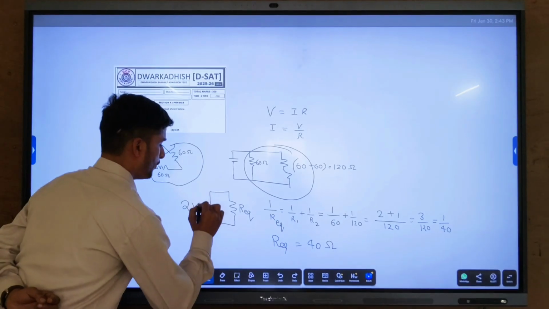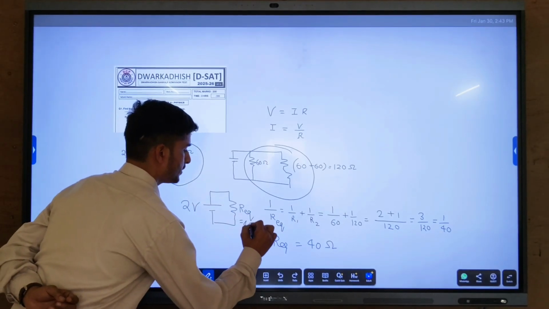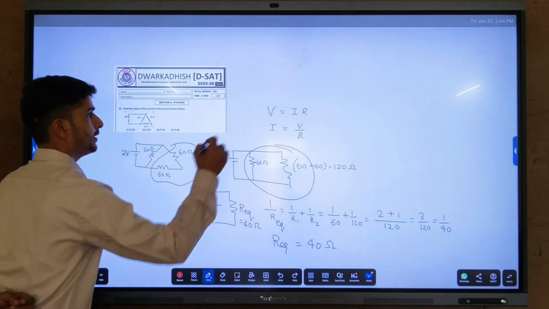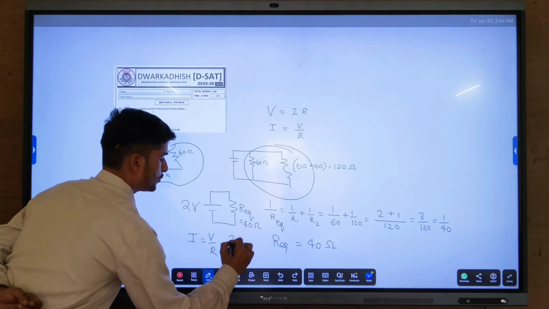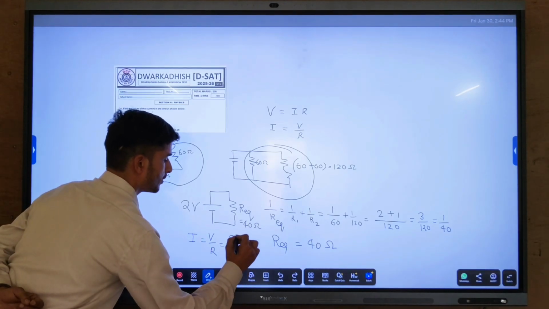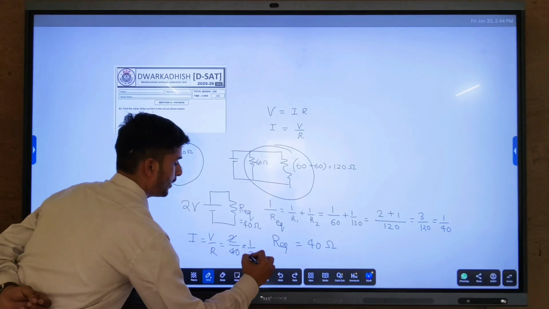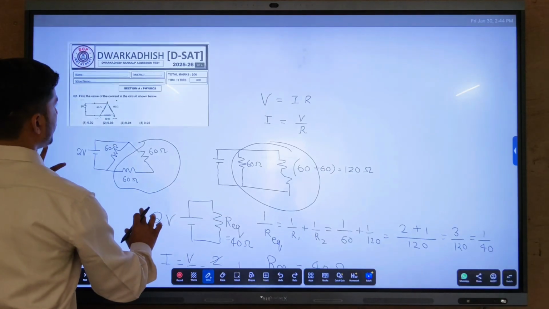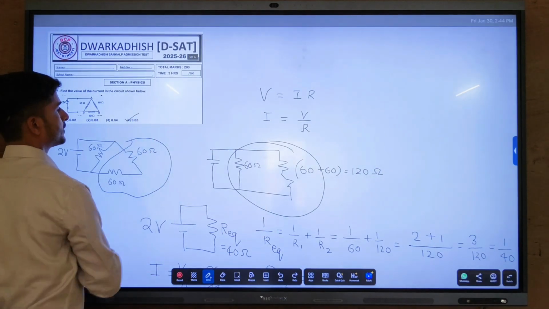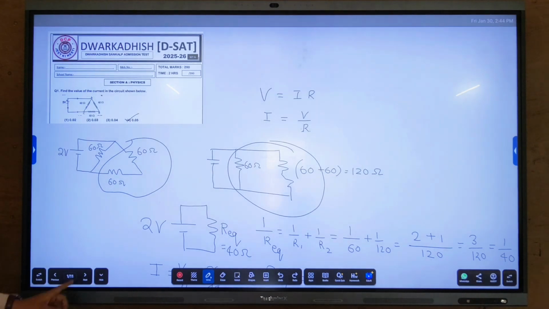Now, 2 volt battery connected to the 40 ohm resistance, formula will be same. I equals to V by R. V is 2 volt and R is 40 ohm. 1 divided by 20, that will be equals to 0.05 amperes. So option 4 will be correct.